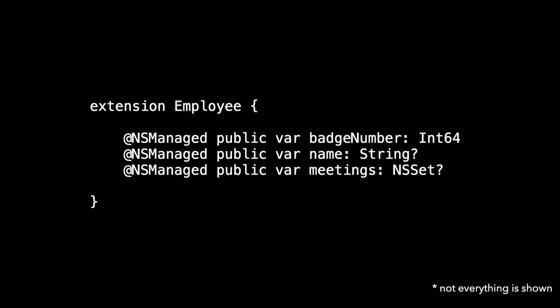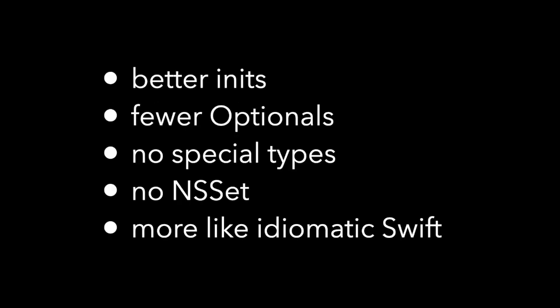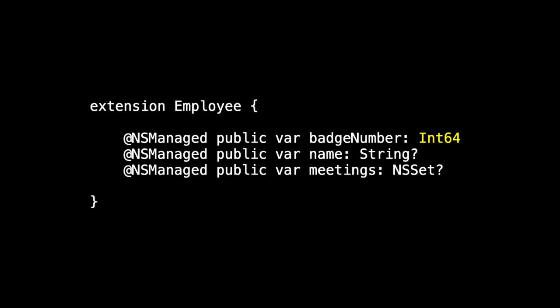So in looking at the generated code, we said that we wish there could be some improvements. For instance, better inits, fewer optionals, no special types, no NSSet. In general, it should be more like idiomatic Swift. So for example, in this employee file, you see that we have an Int64. We don't want that special type. And here you see that string is optional. Why is it optional? And the default is to give us an NSSet for collections. So we have plural meetings, and so we get an NSSet. An NSSet of what? So let's look at these three, and let's start with special types.